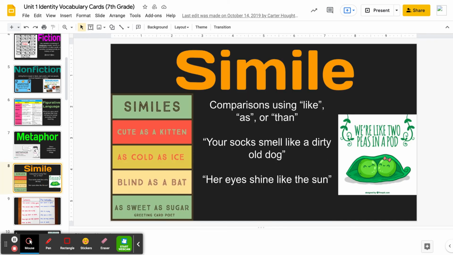Similes are comparisons using the words like, as, or than. There's a bunch of examples on this slide. We're like two peas in a pod. Cute as a kitten, cold as ice, blind as a bat, as sweet as sugar. Her eyes shine like the sun. Your socks smell like a dirty old dog. So those words like, as, or than are really your hint to it being a simile versus a metaphor.